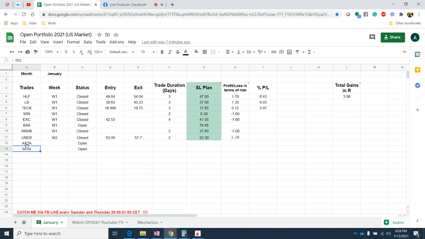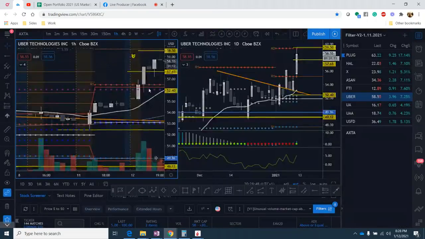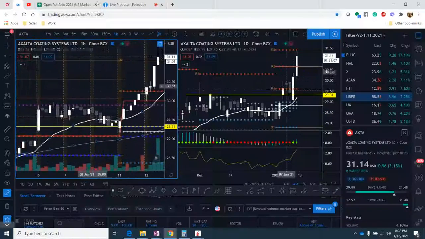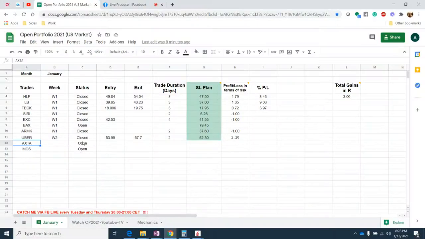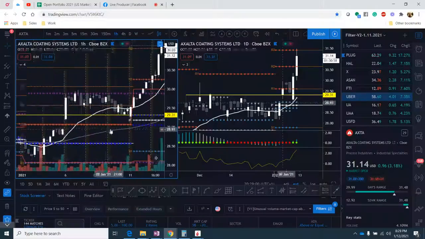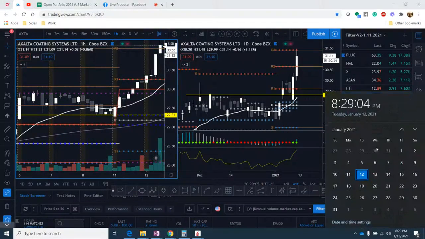Right. And I also have an open position with Axta. I traded this last week, I just forgot to record it. But I entered the trade somewhere here, on January 8th, last week, Friday.